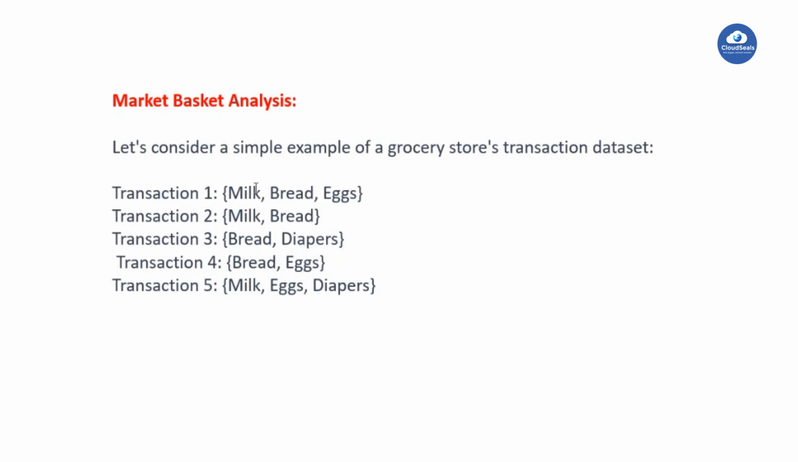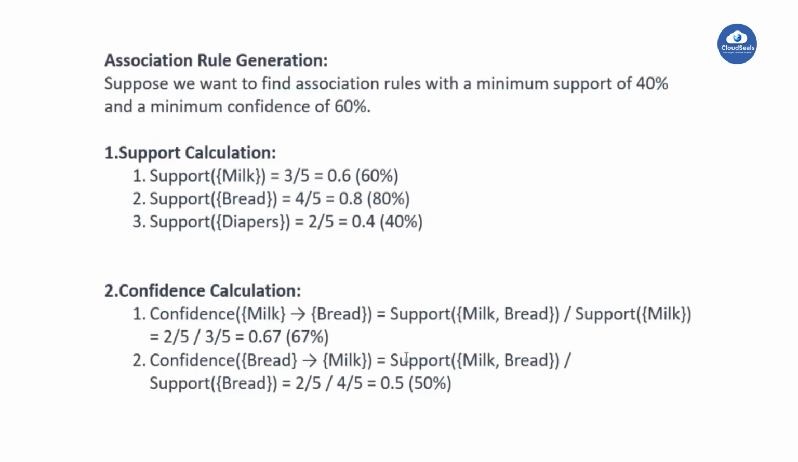Whenever we calculate support, say for milk, bread, eggs, what will happen? The denominator is the total number of transactions, so that is 5. How many times did the customer buy the combination of milk, bread, eggs? It happens only one time, so that is 1/5. Like that, here we also calculated 2/5.